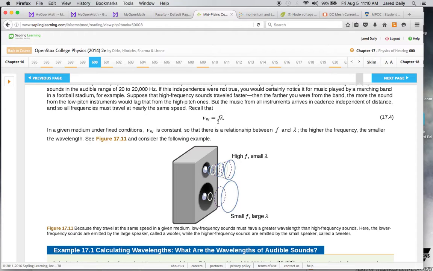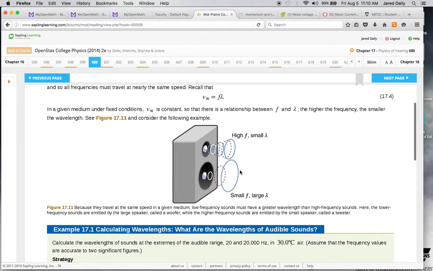If you're going to have a small frequency, it's going to be a long wavelength, if you're in the same medium. And what that translates to is that low sounds, long wavelengths in other words, have small frequencies. High sounds have high frequencies and short wavelengths.